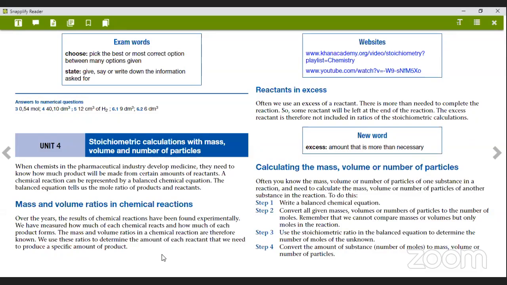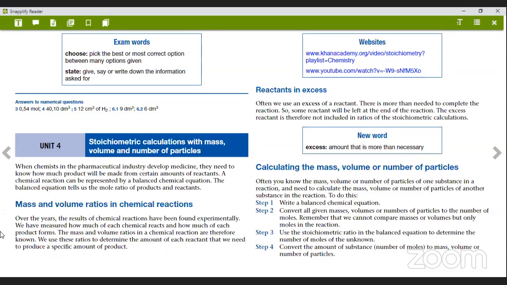Okay, we use ratios to determine the amount of each reactant that we need to produce a specific amount of product. Remember, that's the number of moles, like I showed you before, the number you find in the front. That actually shows how much quantity is needed for that certain reactant or product.